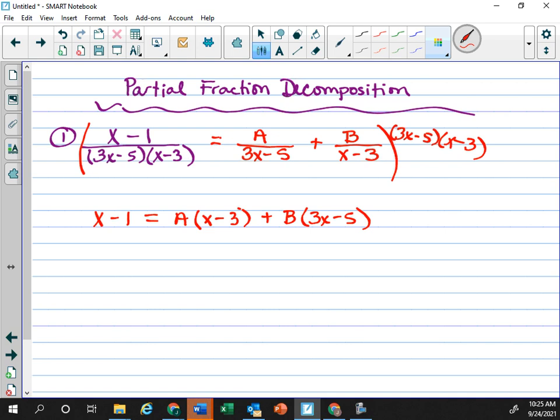Okay. So far, so good? All right, there's just a lot of algebra at the beginning of this. Next I'm going to distribute my A. So x minus 1 equals ax minus 3a. And then distribute the B, so plus 3bx minus 5b.